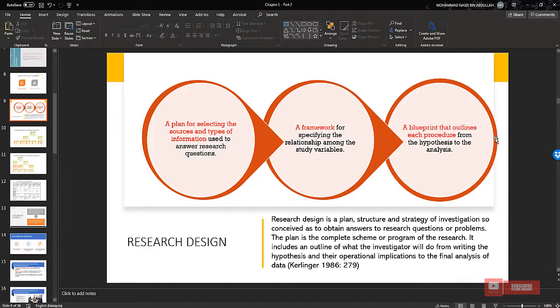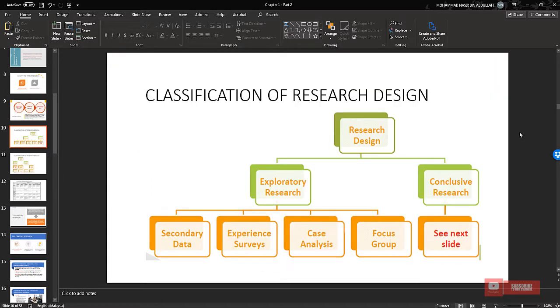So basically, it's a plan lah. So we want to plan how to do a research. So that it should be a research planning or research design, right? So there are types of research design, whether exploratory research or conclusive research. For exploratory research, there are 4 types of research design, which involve secondary data, experience survey, case analysis or case study, and focus group.